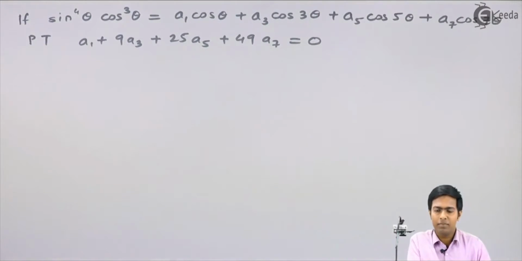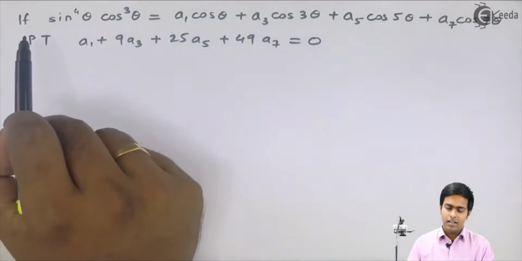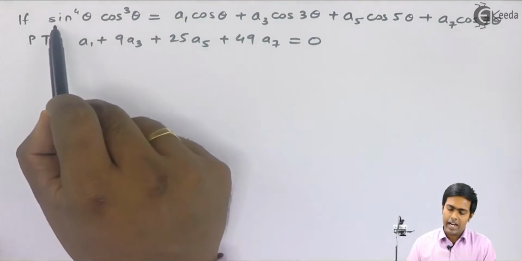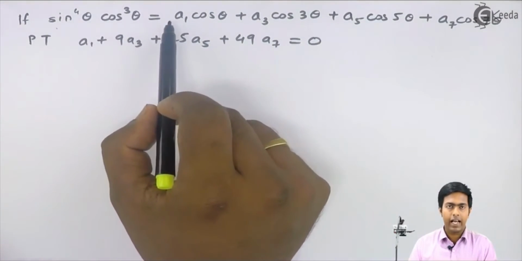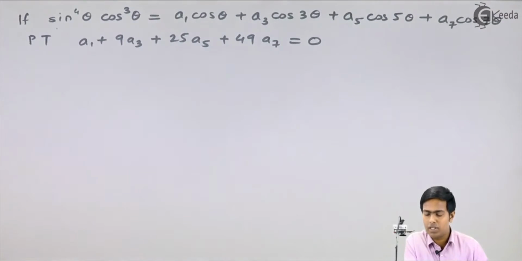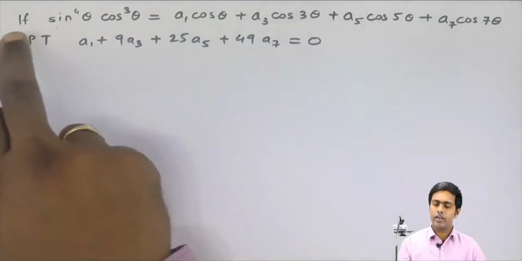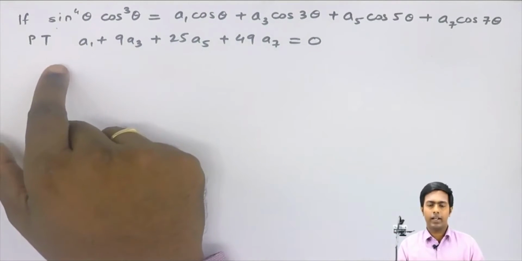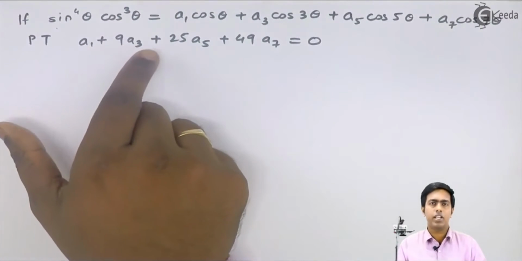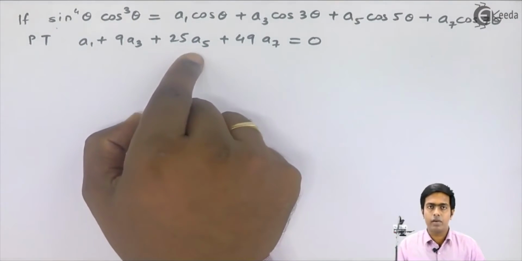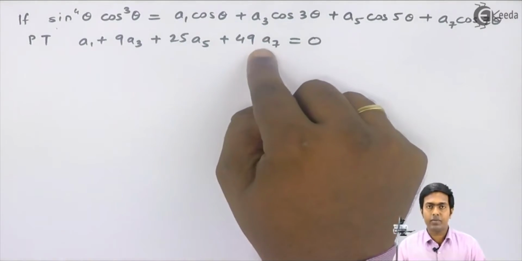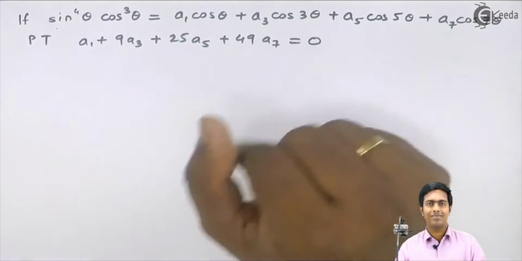Let's see one more problem. Here we are given sin⁴θ cos³θ as a1 cos θ plus a3 cos 3θ plus a5 cos 5θ plus a7 cos 7θ. This is the given result, and we have to prove that a1 plus 9 times a3 plus 25 times a5 plus 49 times a7 is equal to 0.